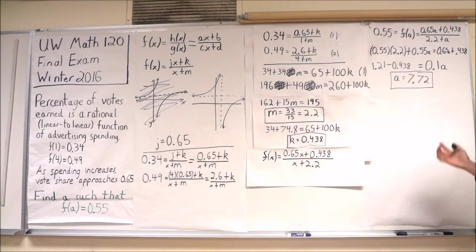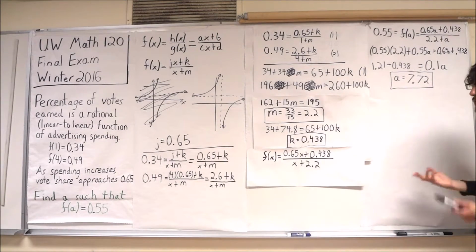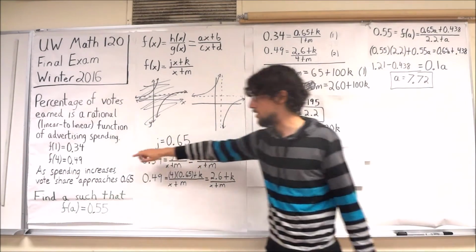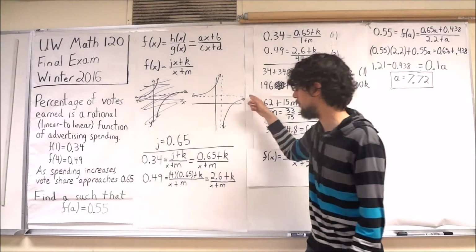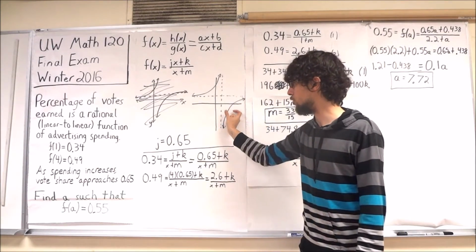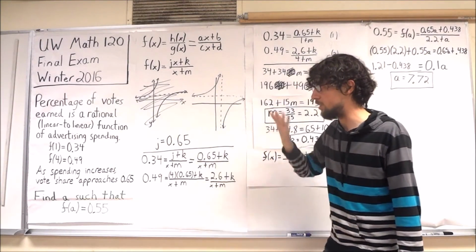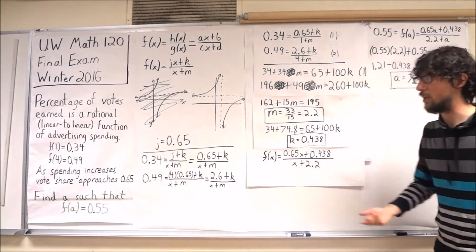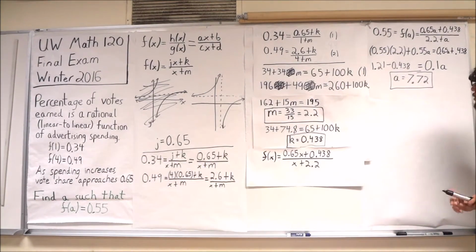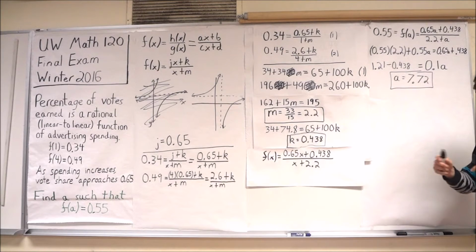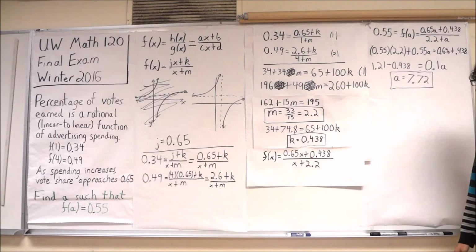That seems totally reasonable to me, especially since you can see on the graph that the contribution of the first $3 million is going to be bigger than the contribution of the next $3 million. So we have that Frank should spend $7.72 million in order to secure 55% of the vote.